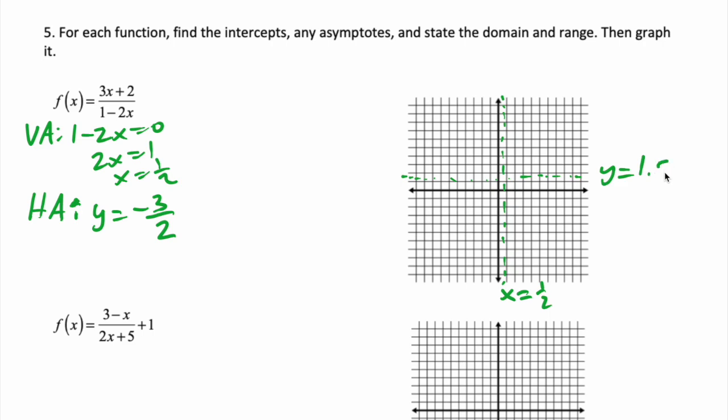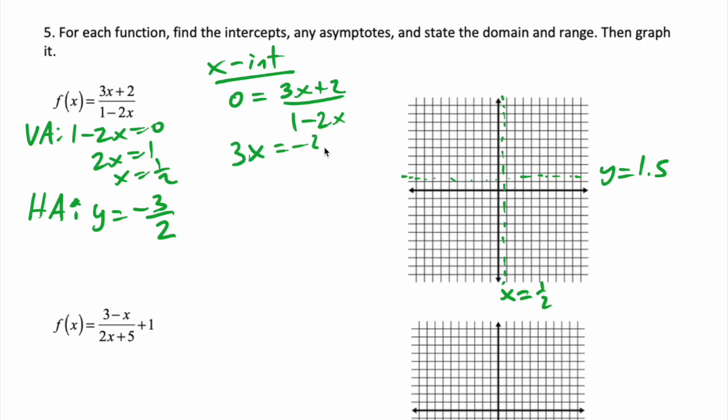Label it. There's going to be some intercepts. The x-intercept happens when y equals 0. Now for these rational functions, this can only be 0 if the numerator equals 0. So 3x plus 2 equals 0, x equals negative 2/3. That's between 0 and 1. Perhaps I should have used a different color. And the y-intercept happens when x equals 0.